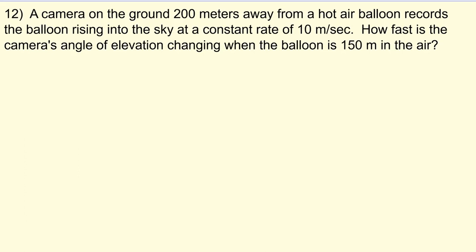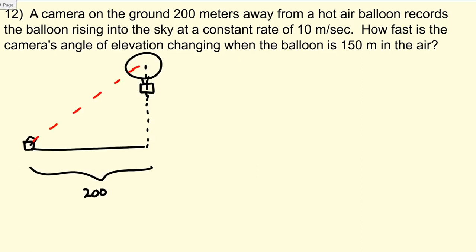A camera on the ground 200 meters away from a hot air balloon records the balloon rising into the sky at a constant rate of 10 meters per second. How fast is the camera's angle of elevation changing when the balloon is 150 meters in the air? So again, pause, draw a sketch, and then resume.